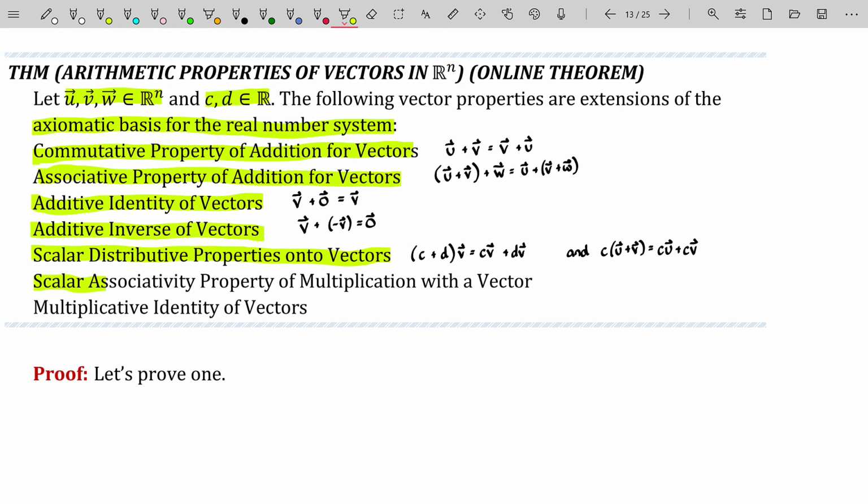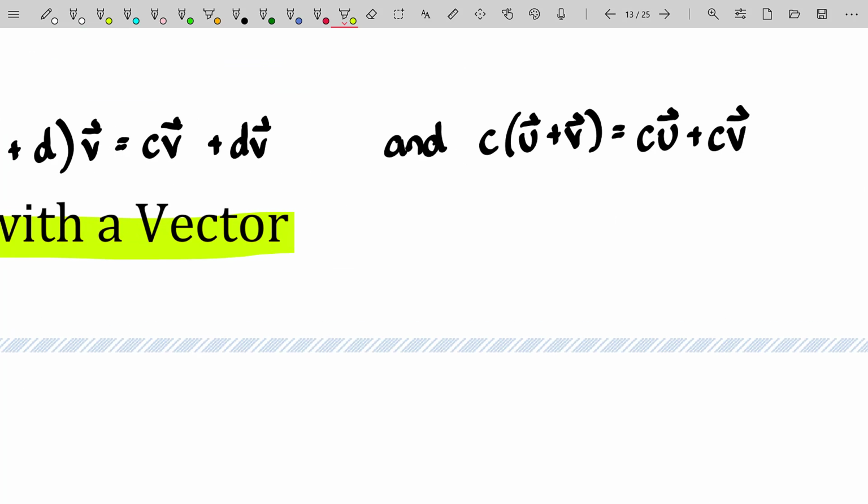Let's see, we have the scalar associativity property of multiplication with a vector. That's just a name that I wrote down that's very bulky, but it really just means that if you have a couple scalars and you want to multiply them and then multiply them against the vector, that's the same thing as taking the second scalar and multiplying it against the vector and then multiplying that by the first scalar c.